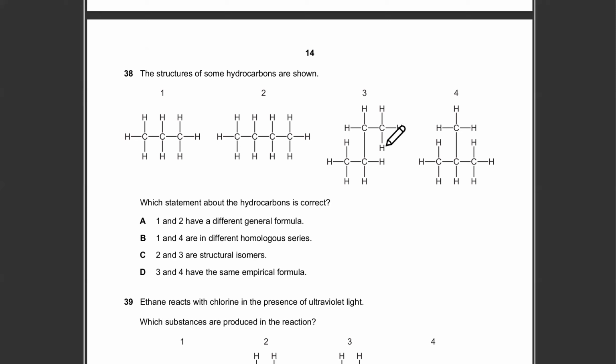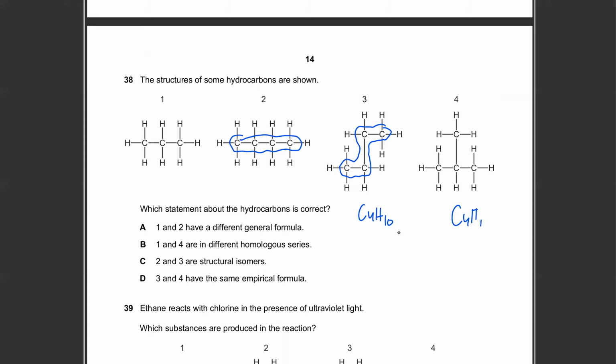The 2 and 3 are exactly the same molecule. It's just a bent version of 2, so you just twisted it around. They're exactly the same structure. Remember this, you can't just bend a molecule and say that it's an isomer, but these are exactly the same. 3 and 4 have the same empirical formula. Is that true? Yes, this is C4H10 and this is also C4H10, so the simplified version will also be exactly the same.